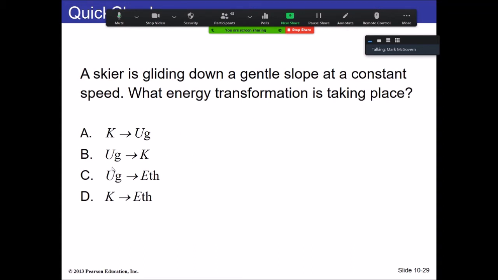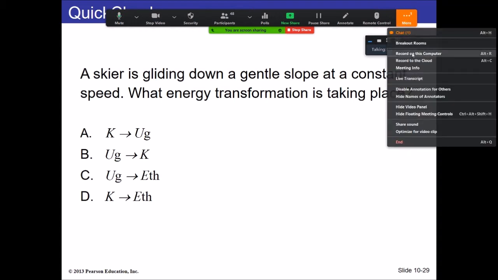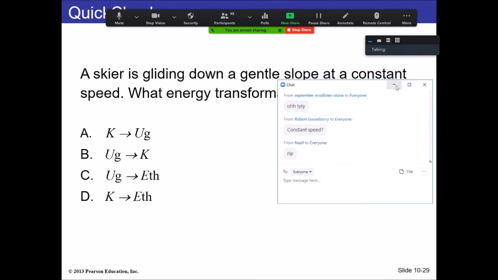So the correct energy transformation is gravitational potential energy converted to E thermal. The gravitational potential energy is being dissipated by friction, likely, or drag, or both. But again, the E thermal is like the junk drawer of energy. When we can't identify where else it goes, it's just lost, and that's E thermal.